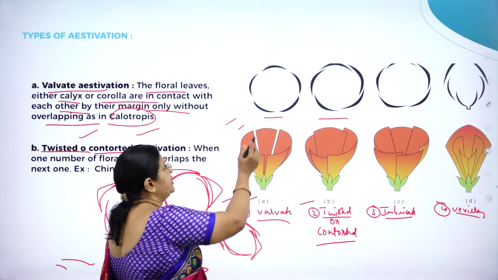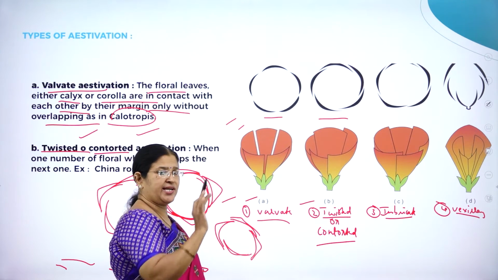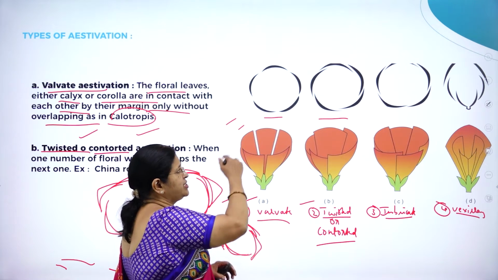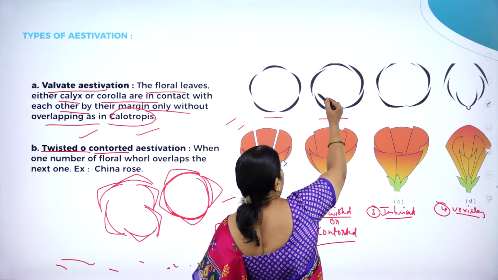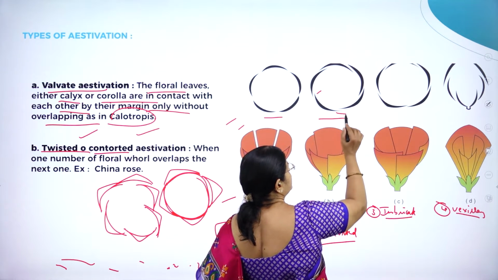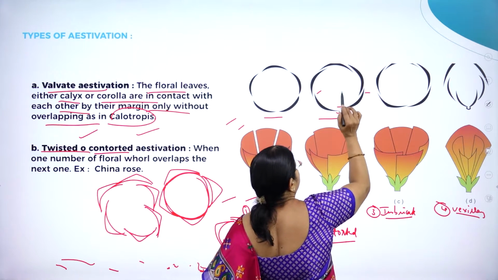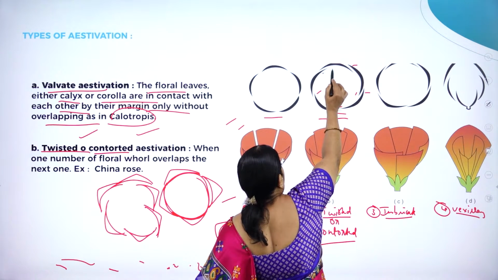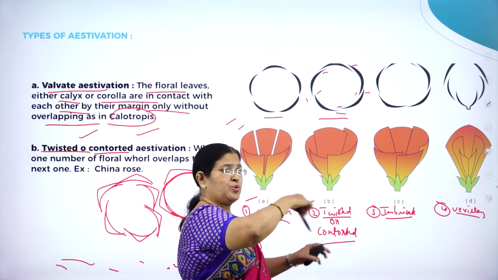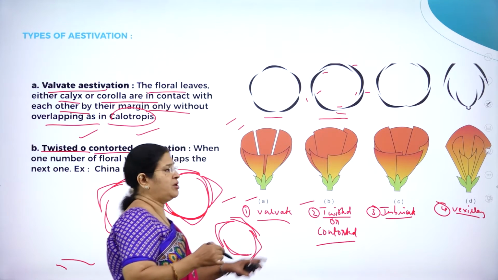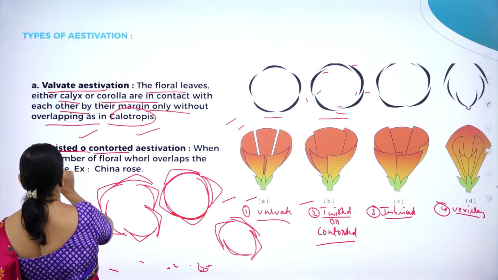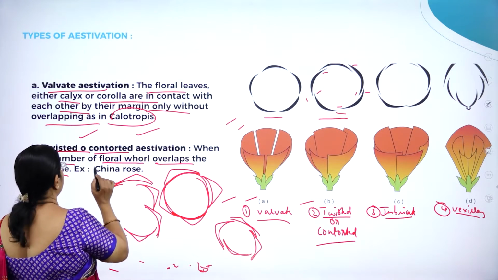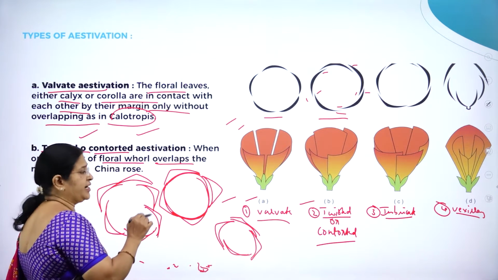As I said, in valvate the margins are just touching each other, but they are not overlapping. Here you can see the overlapping. One margin is inside, one margin is outside, so it is in a twisted form. Such an arrangement is called twisted. When one member of the floral whorl overlaps the next one, that is called twisted or contorted estivation.